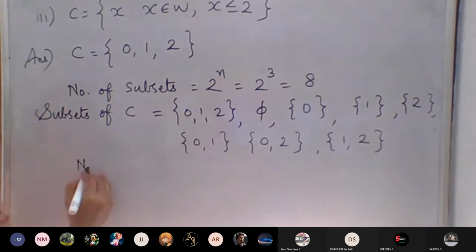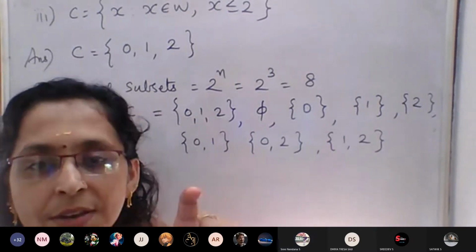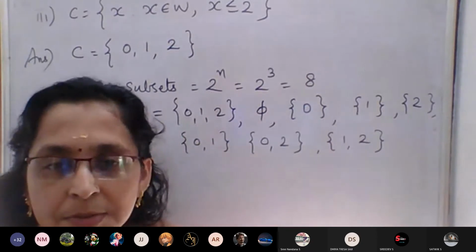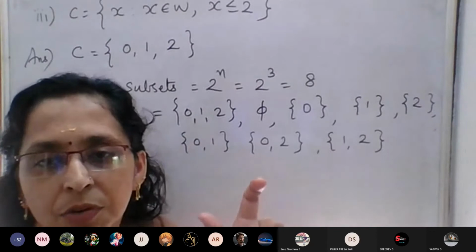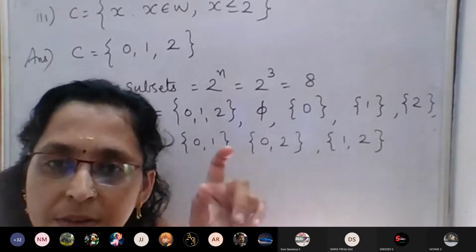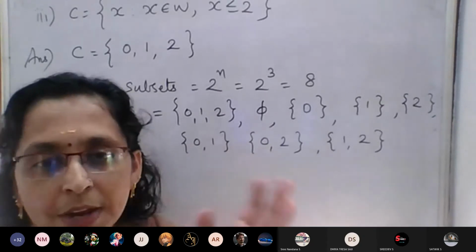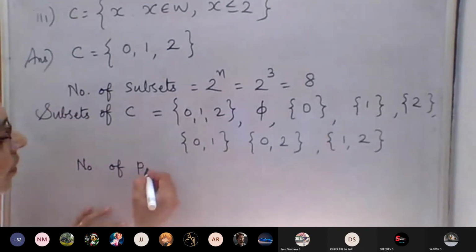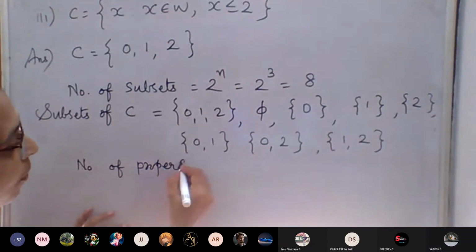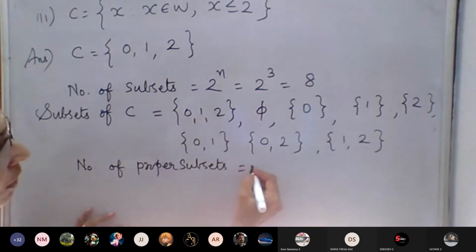Then number of proper subsets. For your convenience, I am writing the same question, subsets and proper subsets, here together. For the exam, if they ask only subsets, write only subsets. If they ask proper subsets, write proper subsets. No need of writing both. I am writing like this only for your convenience, because you want to know the difference between subsets and proper subsets. That's why I am writing all this.